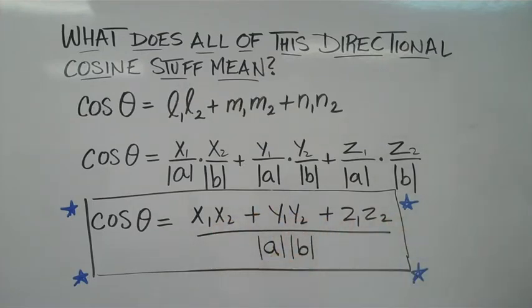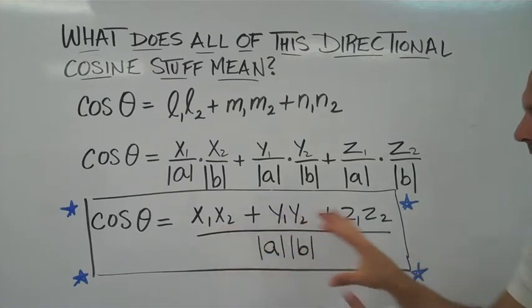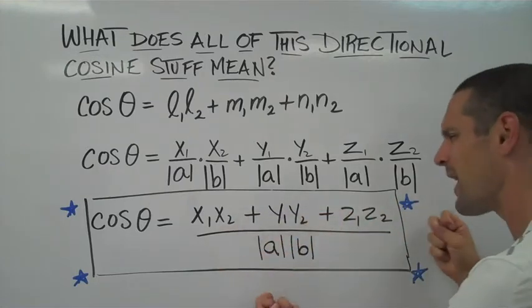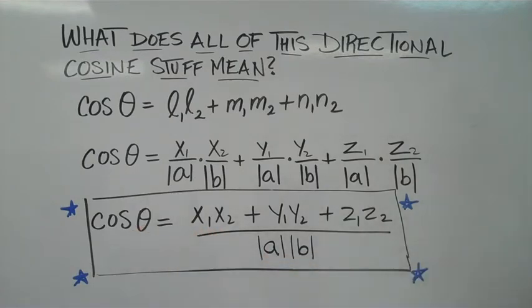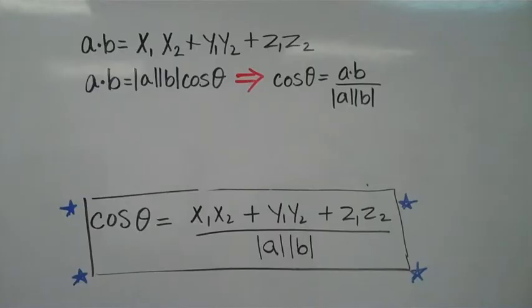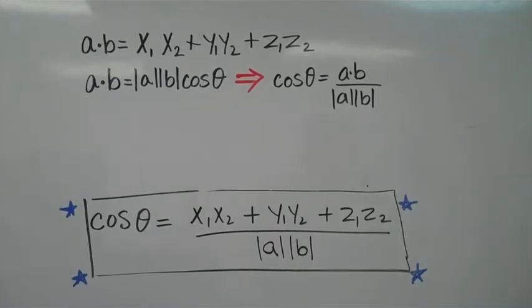Find the magnitude of a using the Pythagorean Theorem. Use the Pythagorean Theorem to find the magnitude of b. This is what's important. After all that work, this is what you've got to remember right here. And you use it to find the angle between two vectors in 3 dimensions. Look at how all of this comes together now.